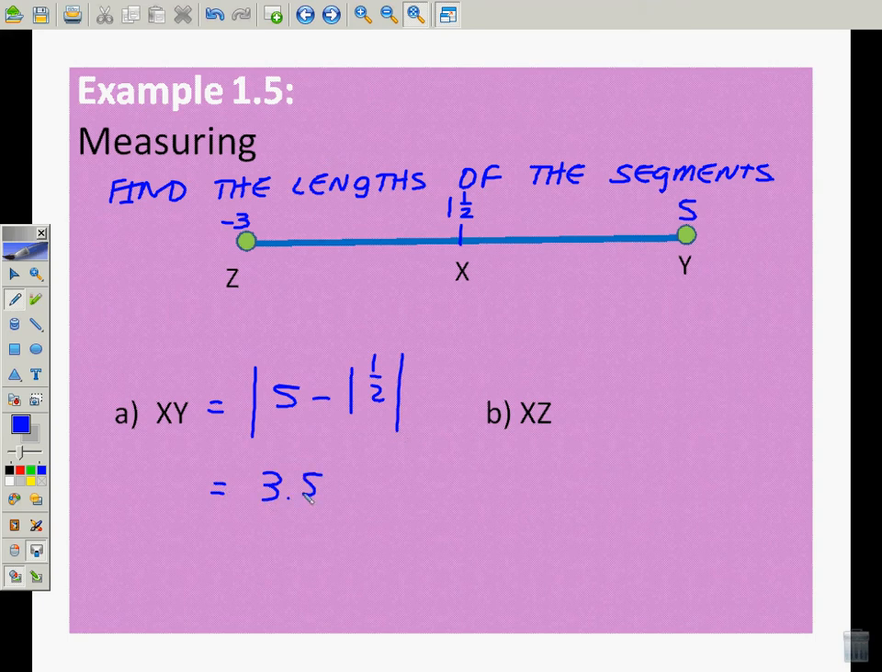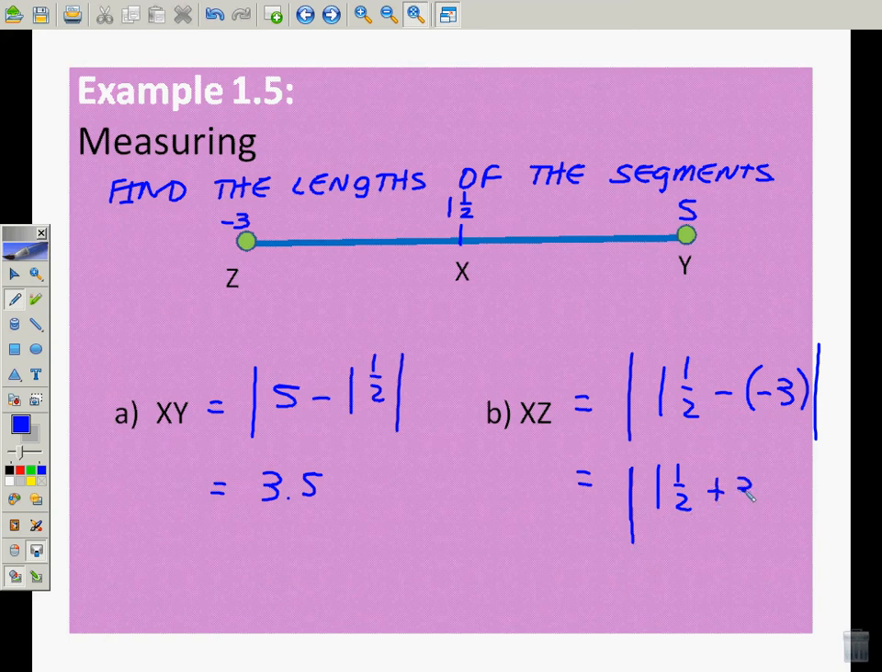Let's do XZ here. So this is equal to the absolute value of 1 and 1/2 minus negative 3. Oh boy, we got negative numbers and positive numbers. We've got all kinds of stuff here, but we're not afraid because here we go. Absolute value of 1.5 minus a negative, which is a positive 3. It's going to be 4.5.